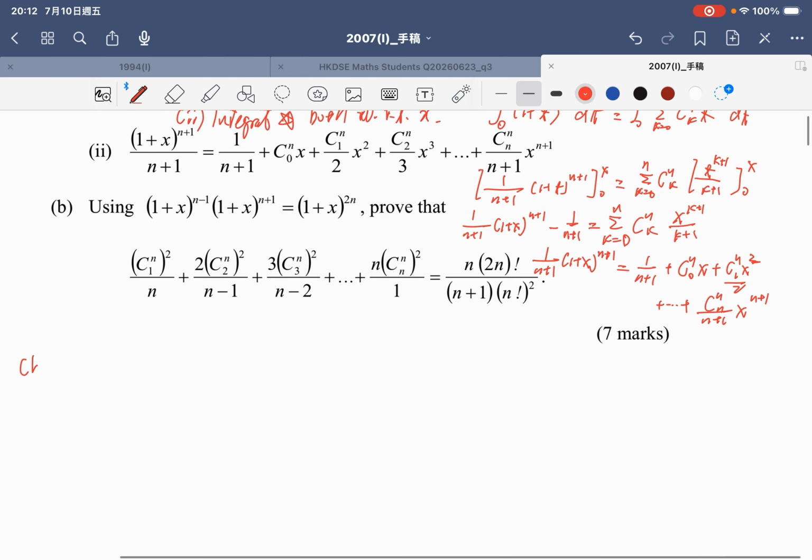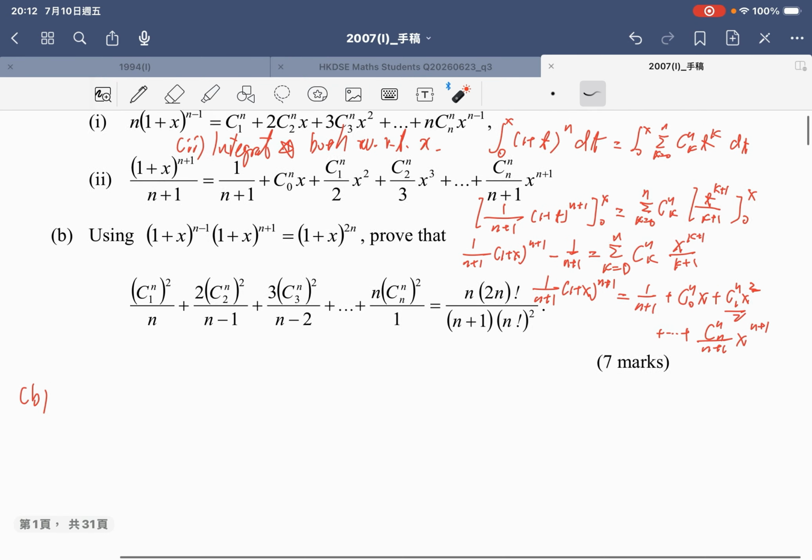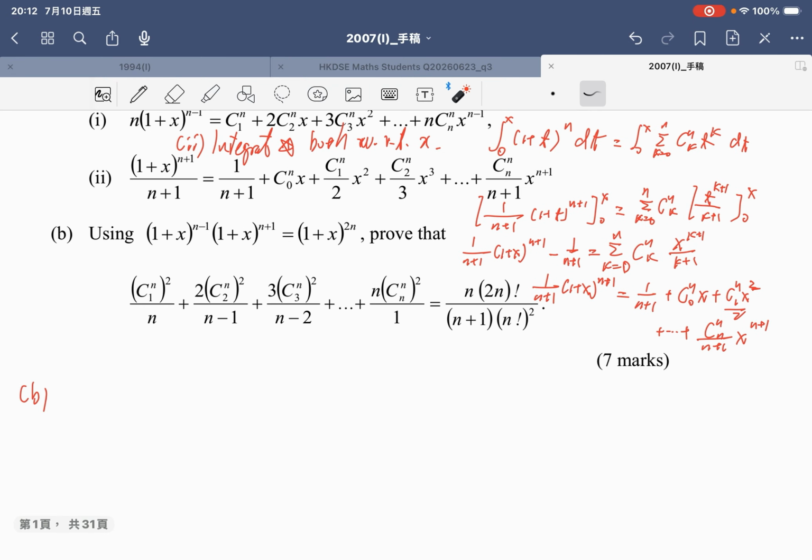Okay, for B, there is a hint for us. Expand using (1 + x)^(n-1) times (1 + x)^(n+1) equals (1 + x)^(2n). Expand.